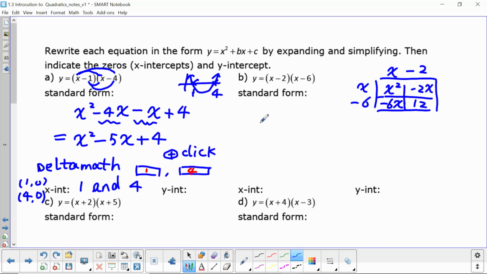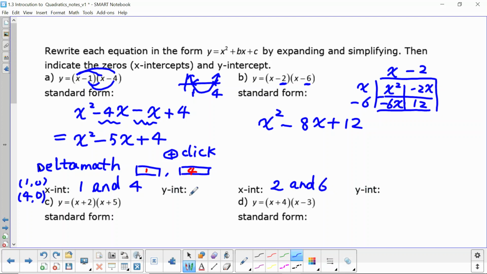Then we collect the like terms. You will have x squared, negative 2x minus 6x. They are like terms. You will have minus 8x. Then plus 12. This is your answer. Check. And for the x-intercept, it will be the opposite of these numbers, so you have 2 and 6.